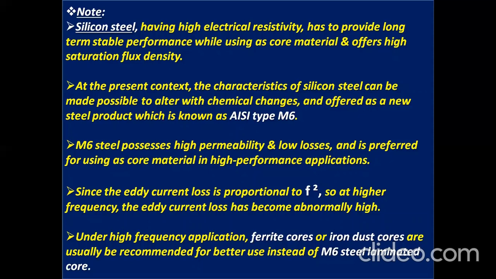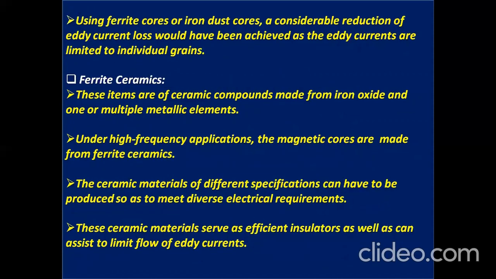Since the eddy current loss is proportional to frequency square F square, at higher frequency the eddy current loss becomes abnormally high. Under high frequency applications, ferrite cores or iron dust cores are usually recommended instead of M6 steel laminated core. Using ferrite cores or iron dust cores, a considerable reduction of eddy current loss can be achieved as the eddy currents are limited to individual grains.